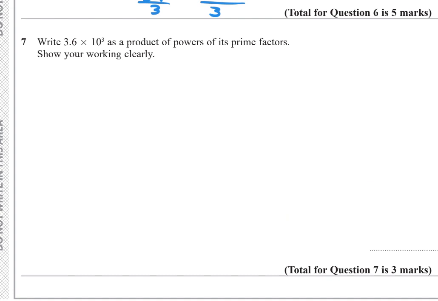Number 7, write 3.6 times 10 power 3 as a product of power of its prime factors. Show your working clearly. 3.6 times 10 power 3, you can write as an ordinary number. The decimal point moves 3 places to the right. So 1 place and 2 zeros, so 3600. Now you can factorize 3600.